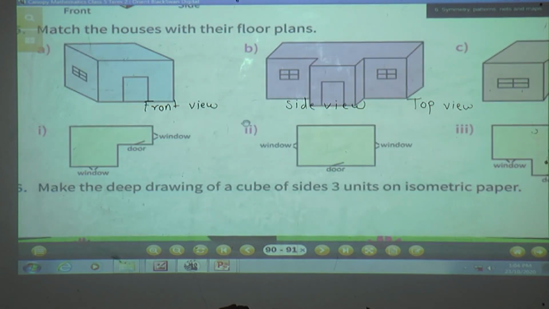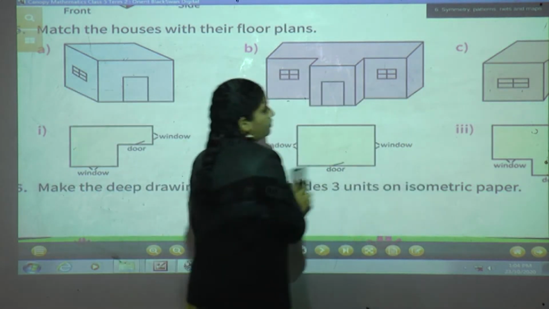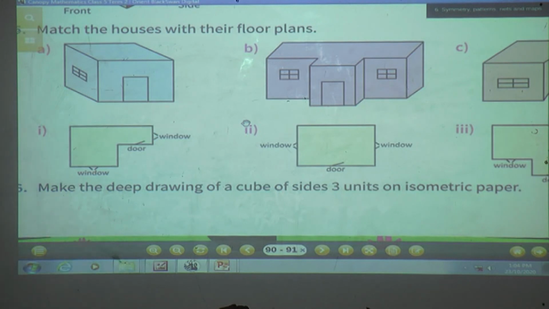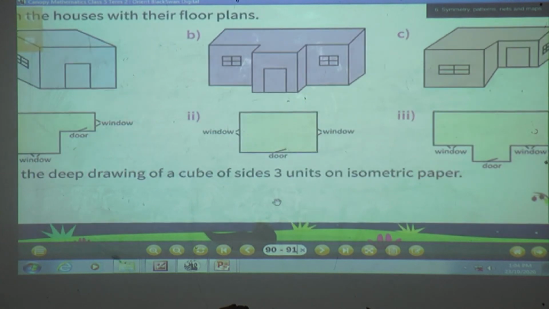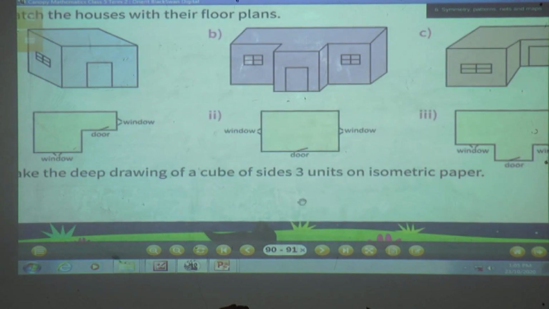Match the houses with their floor plans. Just now I told you about floor plans and deep drawing, so you just match it. Floor plans means when we view it from the top, so that figure is called a floor plan. See the first one carefully here. So this drawing, how will it look from the top view? Yes students, it will look like this one.